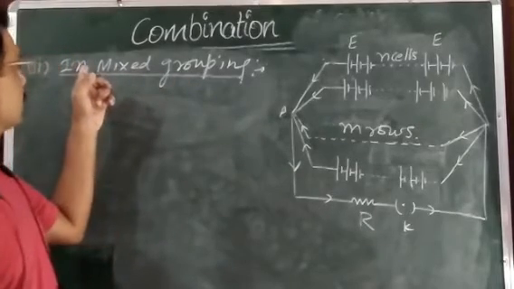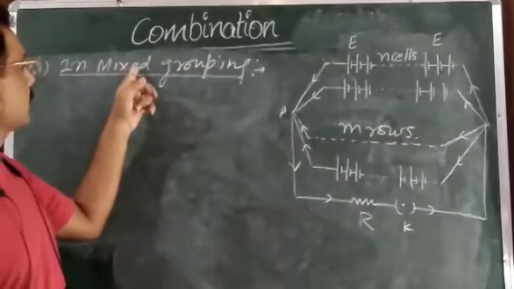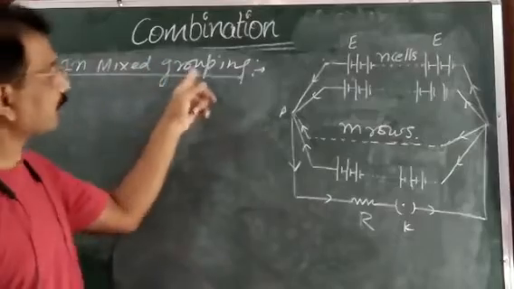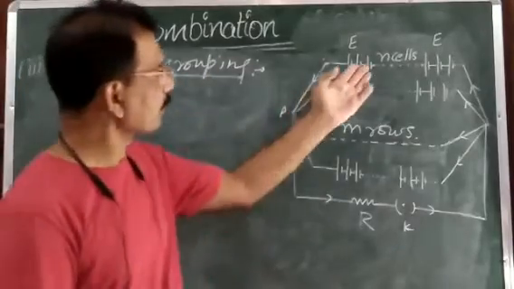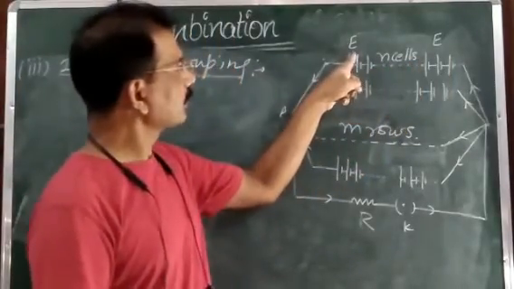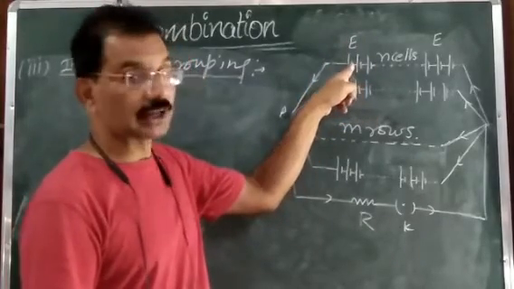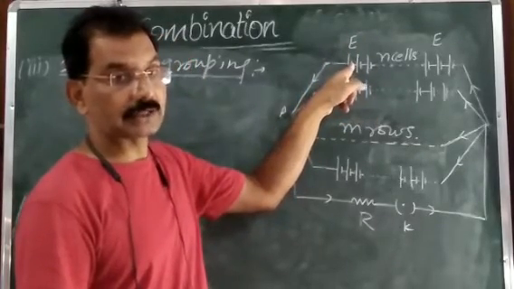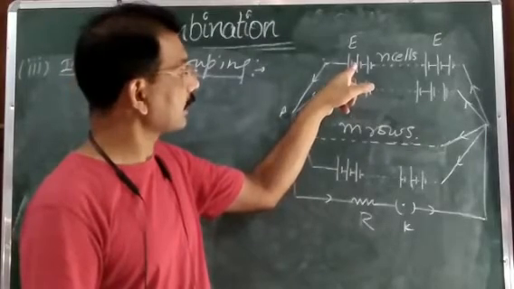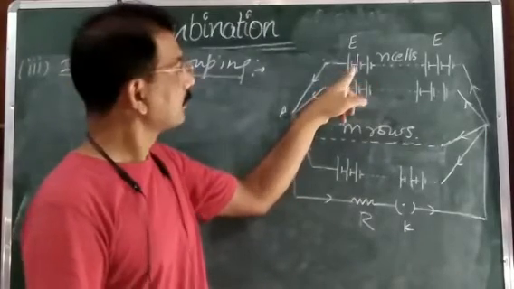Now the third combination: cells joined in mixed grouping. In the mixed grouping, suppose a cell of EMF E, and the internal resistance is also there. Don't forget to write the internal resistance here.